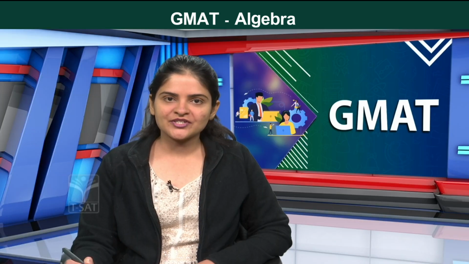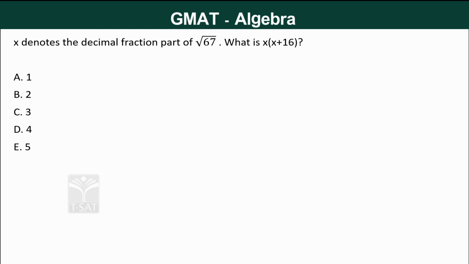Let's look at the next question. X denotes the decimal fraction part of root 67. What is x into x plus 16? Okay, so let's look at the number that we have been given. We have been given root 67. So they are talking about the decimal fraction part.